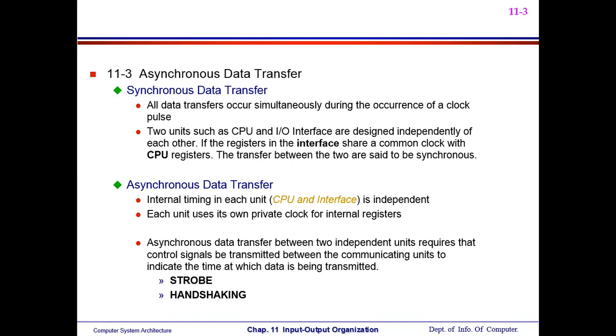Next, in asynchronous data transfer, these two independent units require some control signals to communicate. For data transfer between these two units, they need independent control signals: the CPU has some control signals, and the IO interface has some control signals. Here we have two types of control signals, called strobe and handshaking.